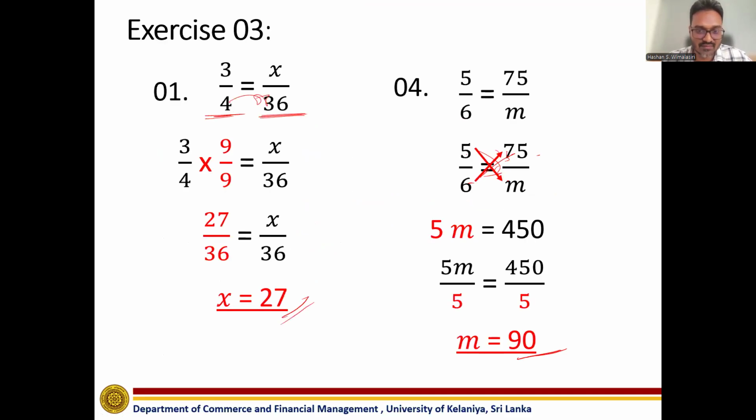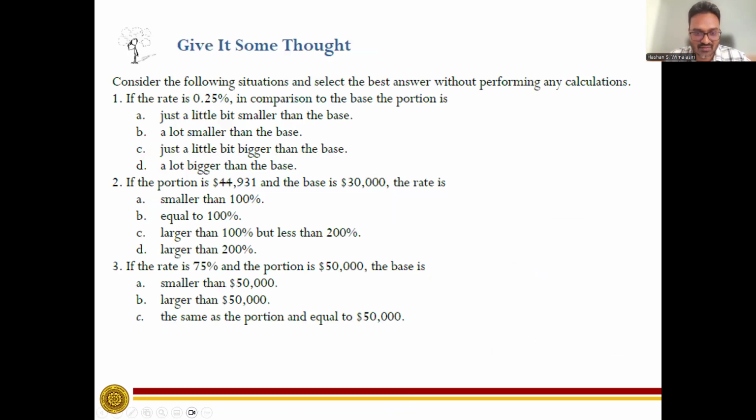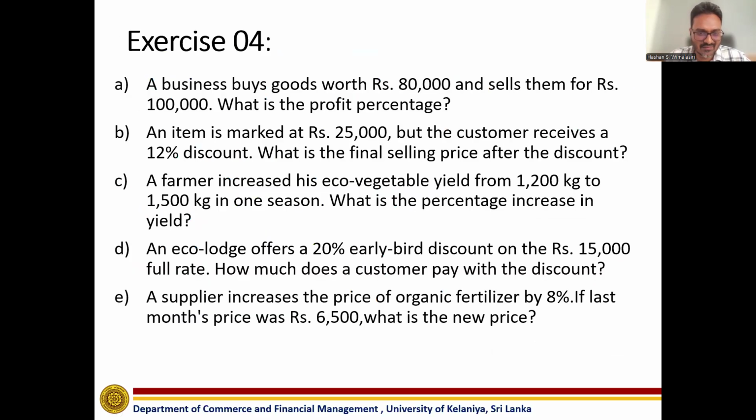Thank you for your answers. And then fractions converting to decimals. So you know how we need to convert this, rounding up, right? Rounding up means if we have 5.5, we can round up to 6. And if we have 5.4, we round down to 5, right? Those are the principles. You can refer to the portions and everything, and these are a few examples.